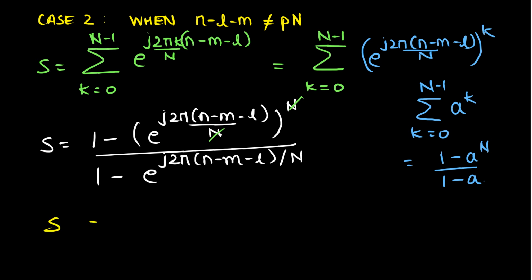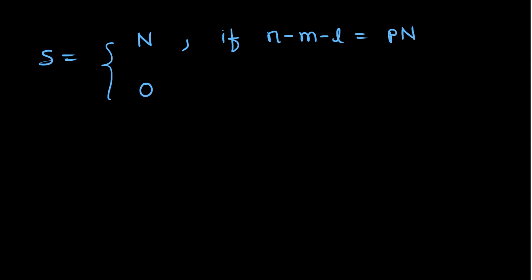So this s is equal to 0 when we have n minus l minus m not an integer multiple of N. So what we have is the value of this s is equal to N if the factor n minus m minus l is an integer multiple of capital N, and it is equal to 0 if this n minus m minus l is not equal to the integer multiple of capital N.